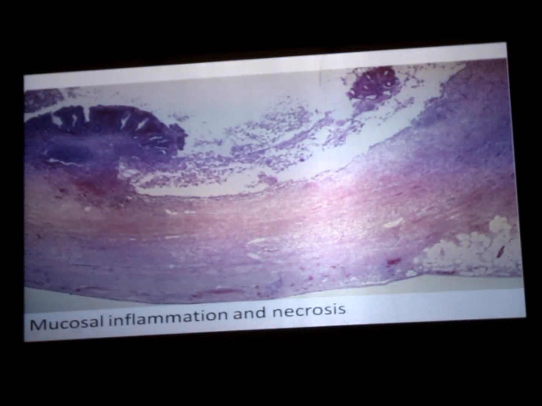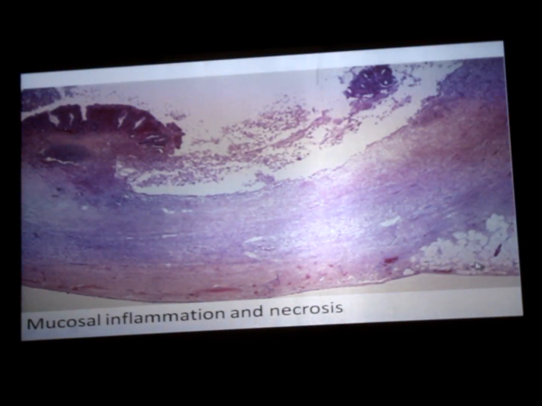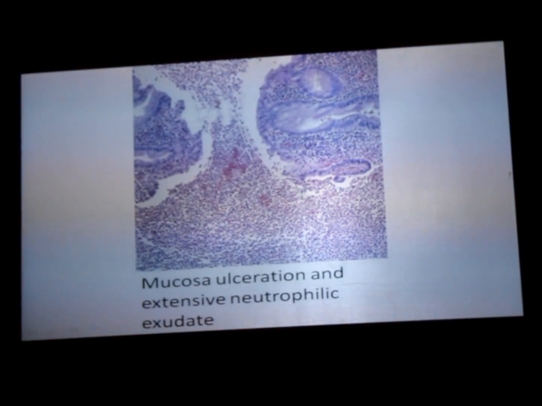So here you can see some area of necrosis, exudate in the lumen. This is normal mucosa. But from here to here, there is no mucosa. This is known as ulceration. And inside these layers, muscle layer, you find neutrophils. Okay, this is the fat which is normally present in the appendix.